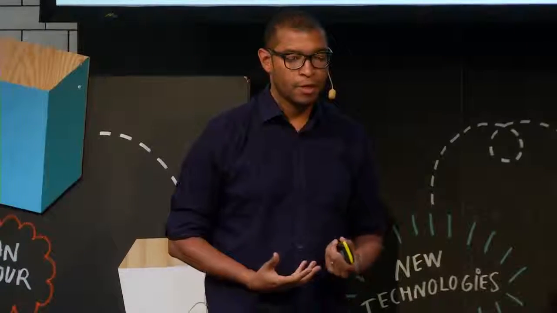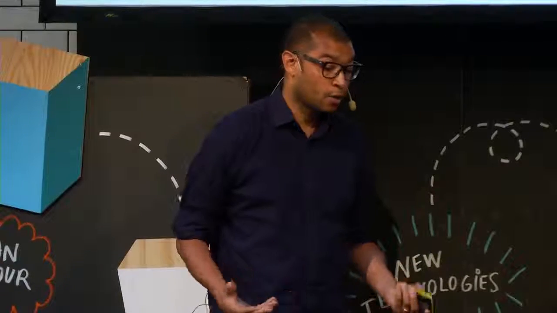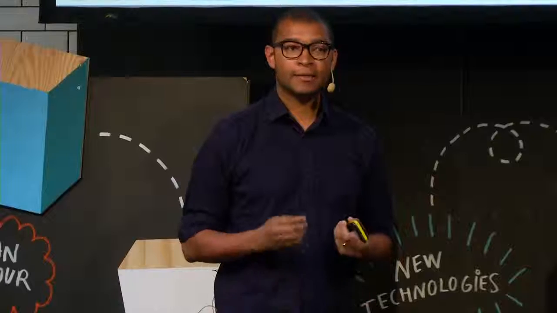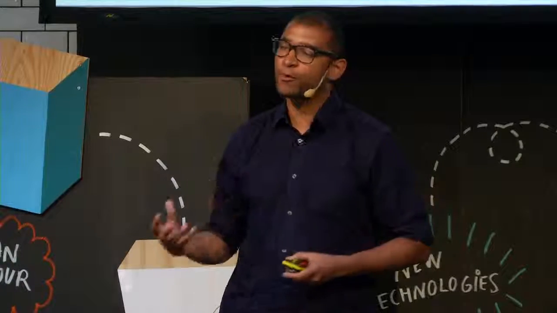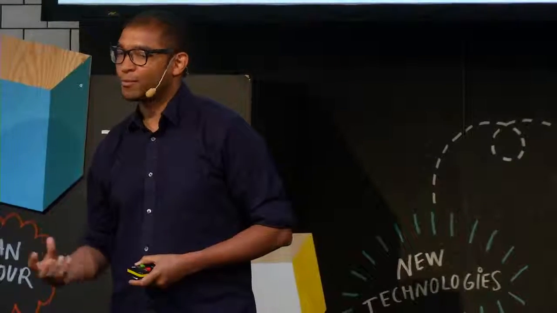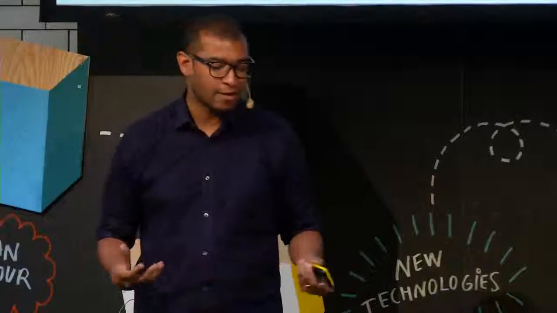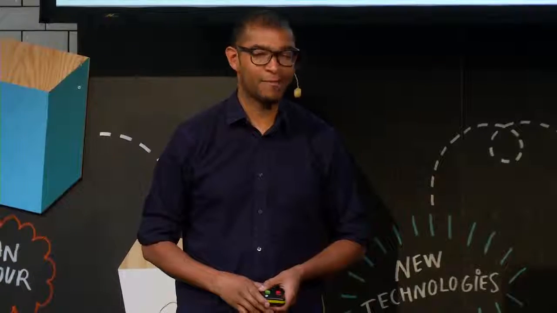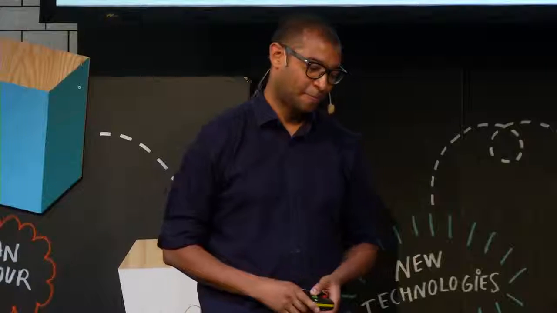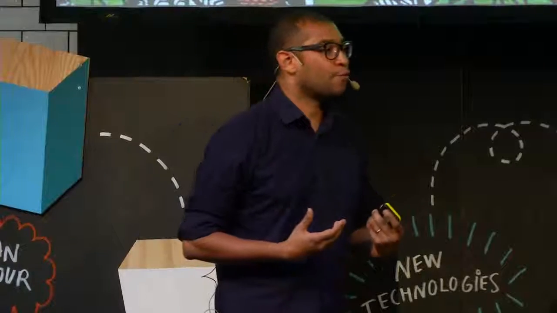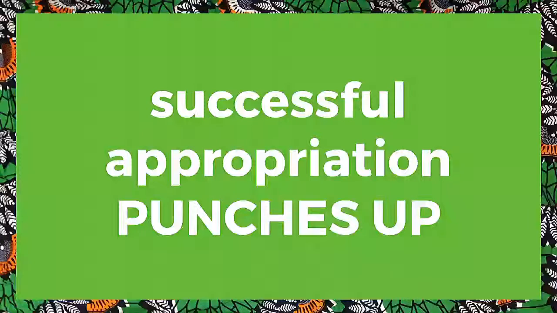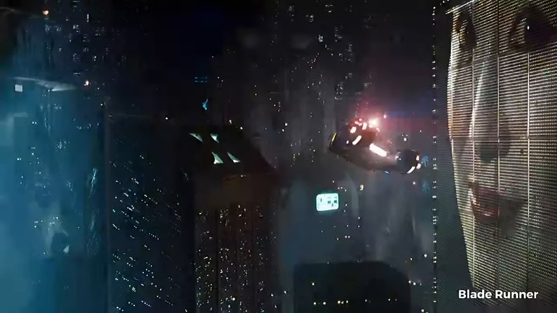But at the same time, she is a white European or perhaps a white American. And that cultural clash means that they've appropriated something that they probably shouldn't have. The question arises of why they couldn't find an African model to take the picture. Successful appropriation punches up. It doesn't punch down. It speaks truth to power rather than from it. And so we can start to see this reflected in good ways.